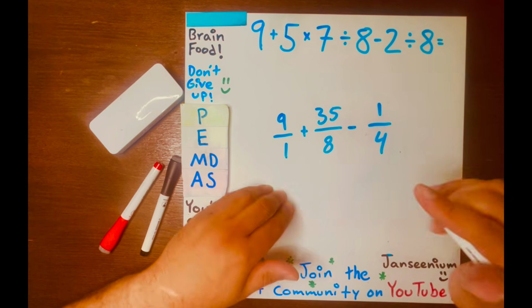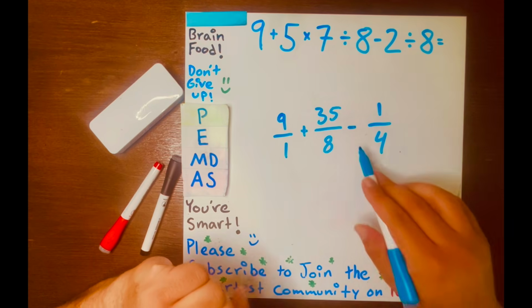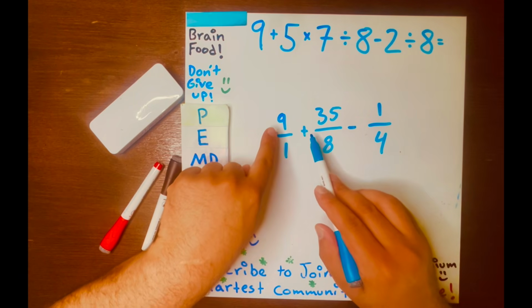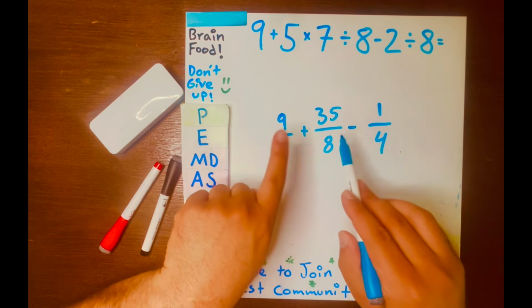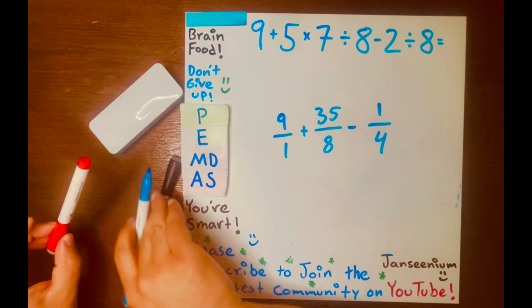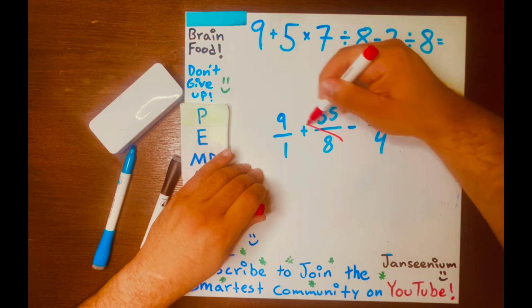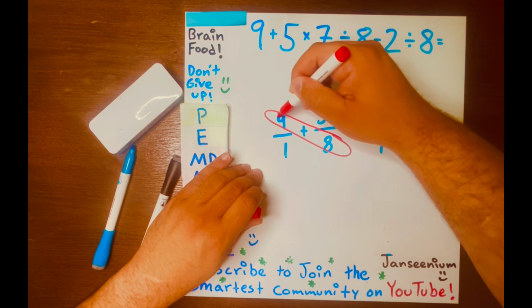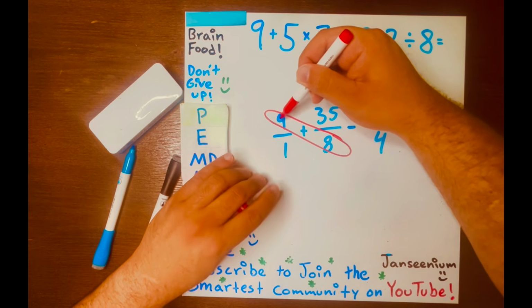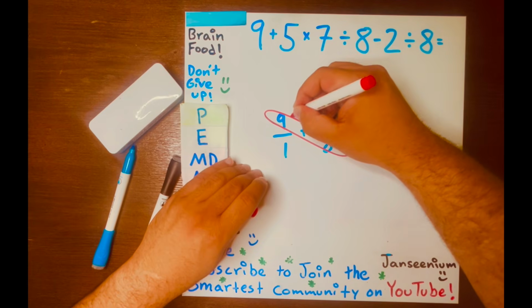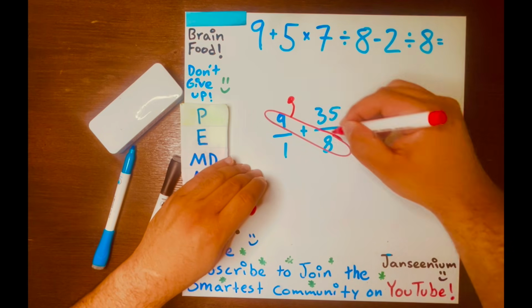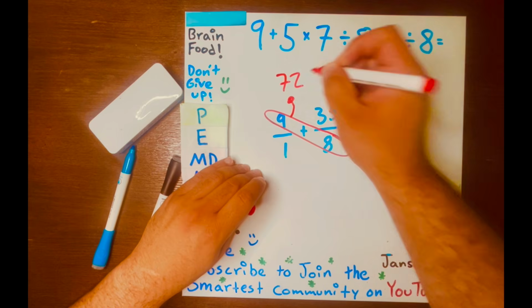And I add first, not subtract. And notice that the denominators are different. So yes, I will use the butterfly method. So here's the first wing, and you multiply what's inside the wing. So 9 times 8, and here's the antenna. 9 times 8 is 72.